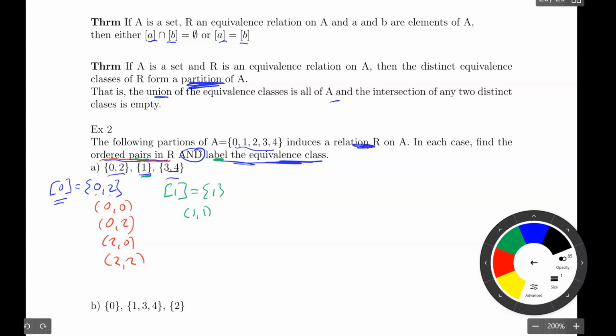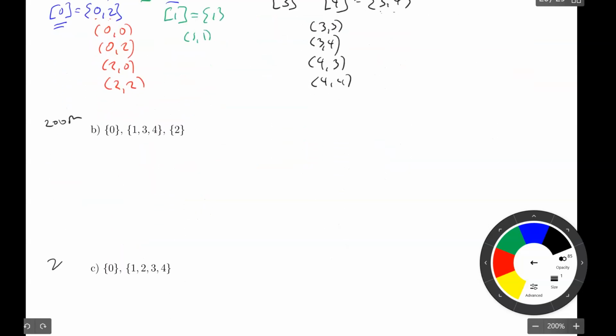Okay, so now let's go this one here. So I'm just going to label it 3, or you could label it 4. It doesn't matter, right? So this would be this class. So then I have to write all the ordered pairs out. So 3 is related to 3, 3 to 4, 4 to 3, and 4 to 4. So those are all the ways that these elements here can be related. All right. You get to do those 2.